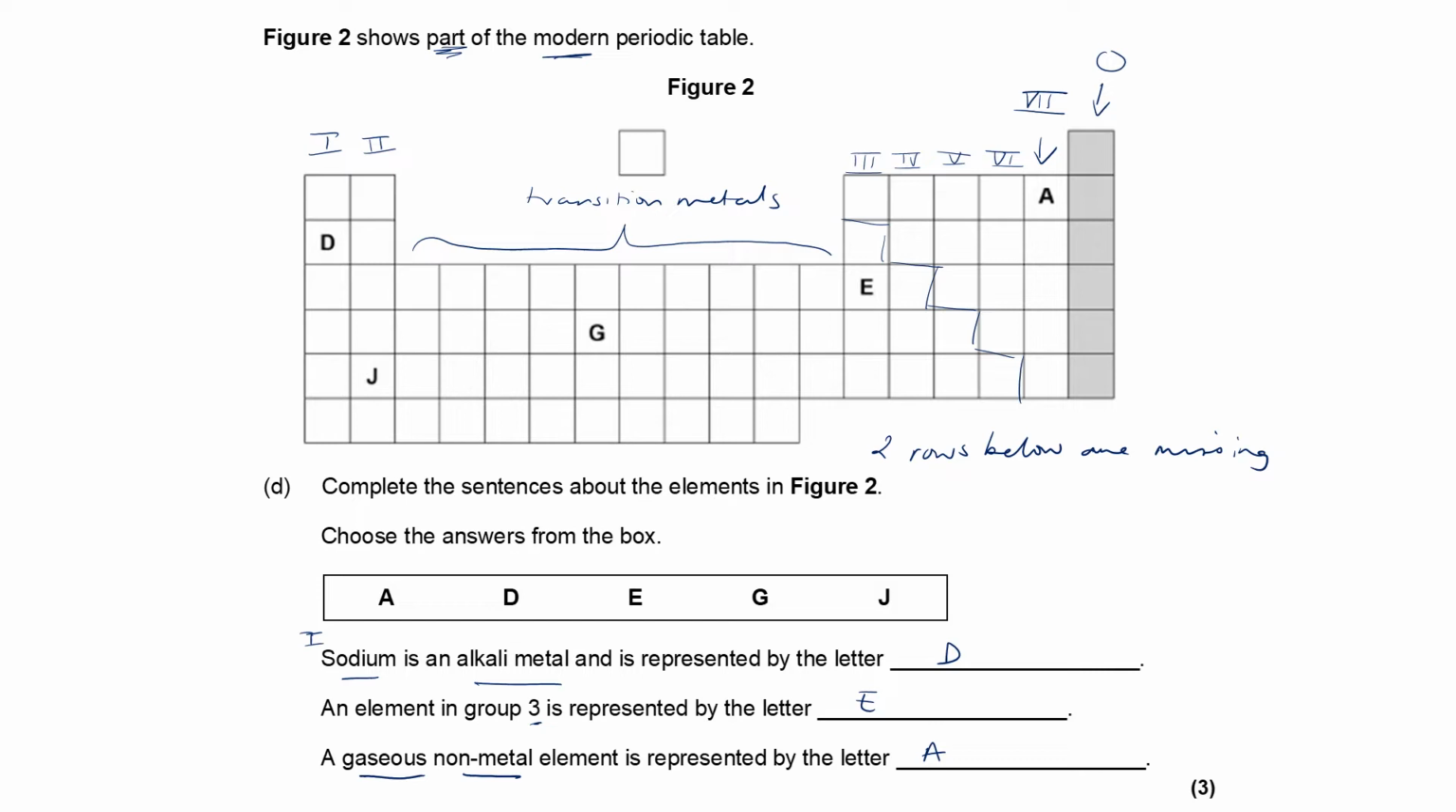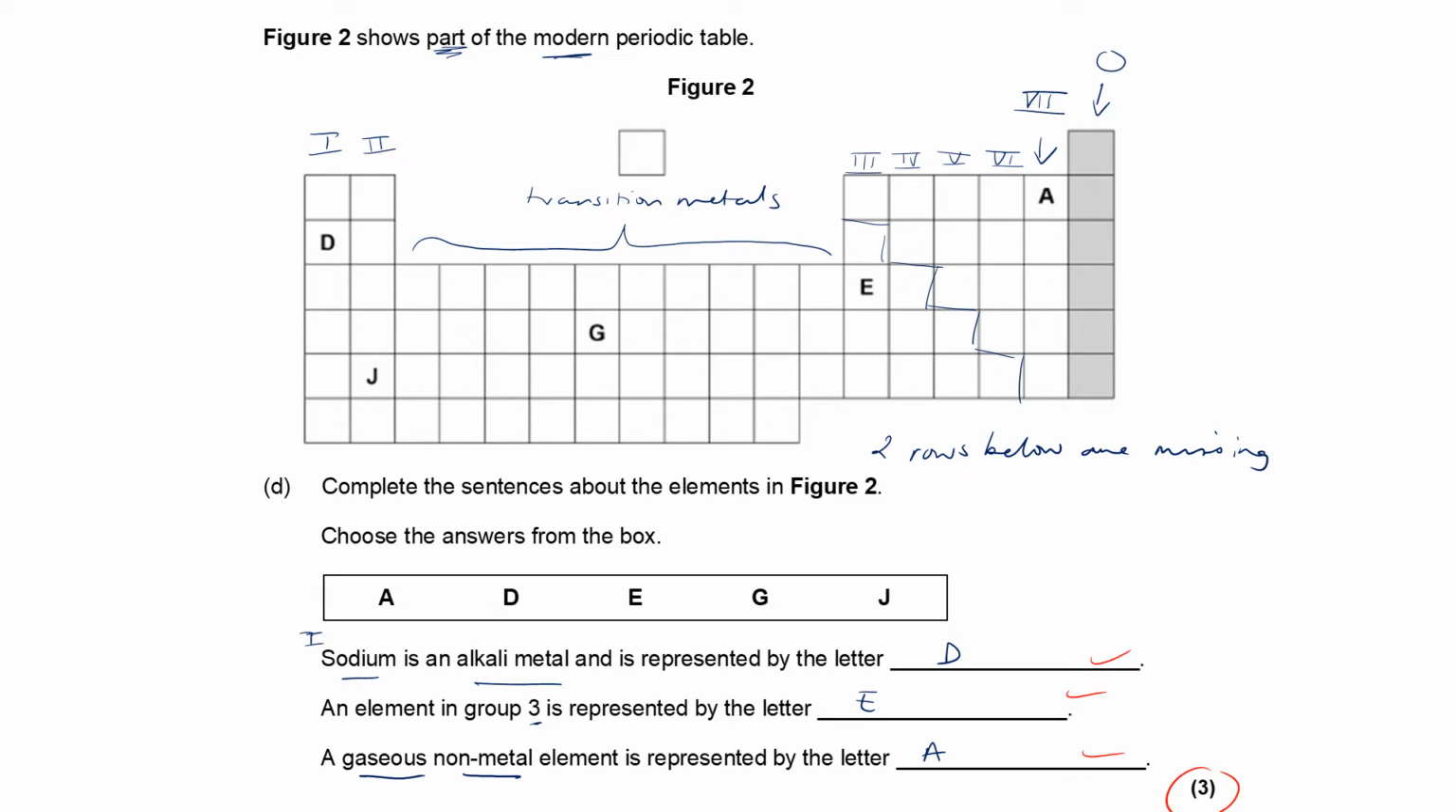So I've got letters A, D, E, G, and J. It says sodium is an alkali metal, which I know is in group 1, and it is represented by the letter D. An element in group 3 is represented by the letter E, because I've labeled group 3. A gaseous non-metal must be on the right hand side, and the only one that's left is A, so it is represented by the letter A. And again, very easy, got all those marks.